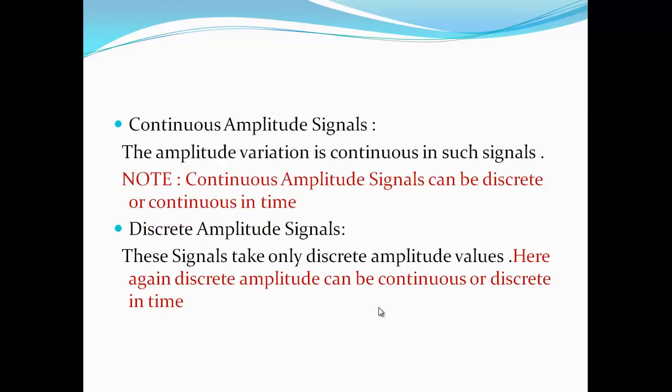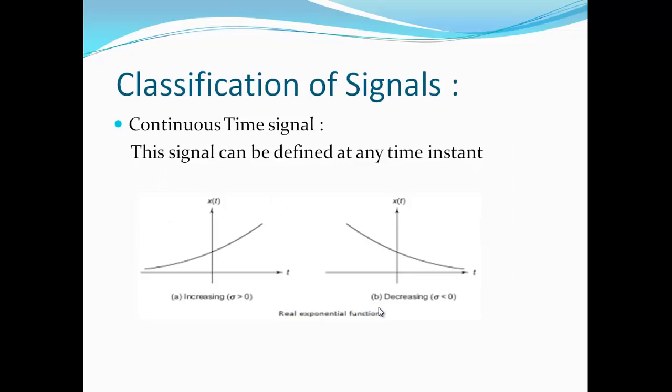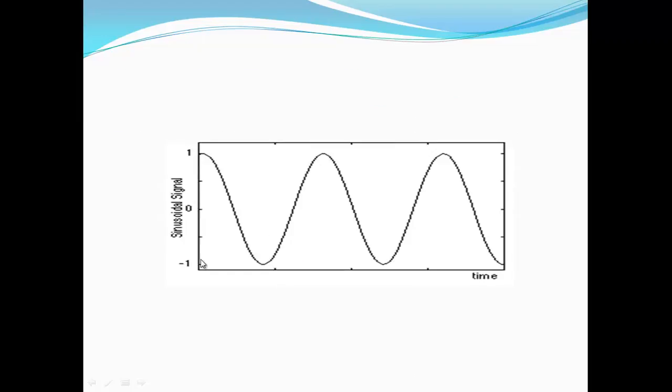See, the exponential signal is continuous in time as well as amplitude. So these are analog signals. Same is the case with this one. It is also continuous in time, as well as continuous in amplitude.